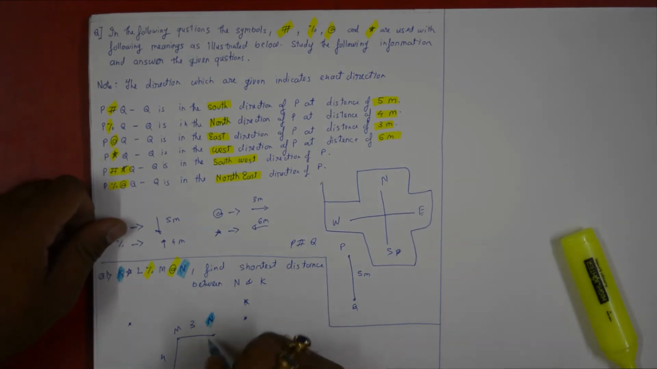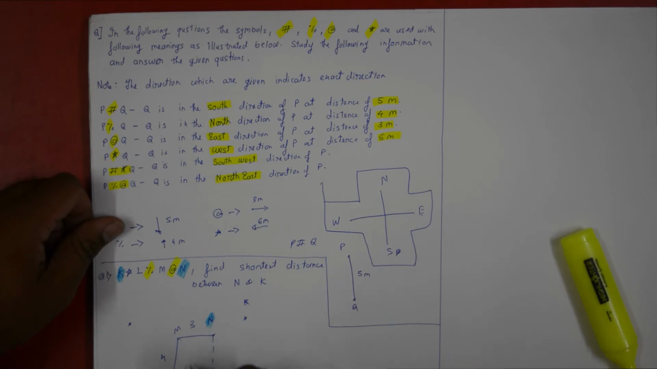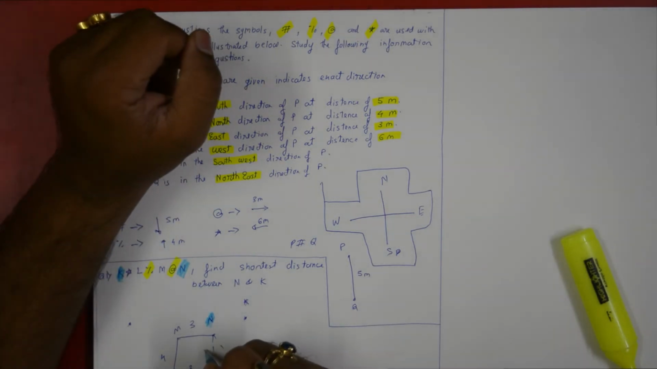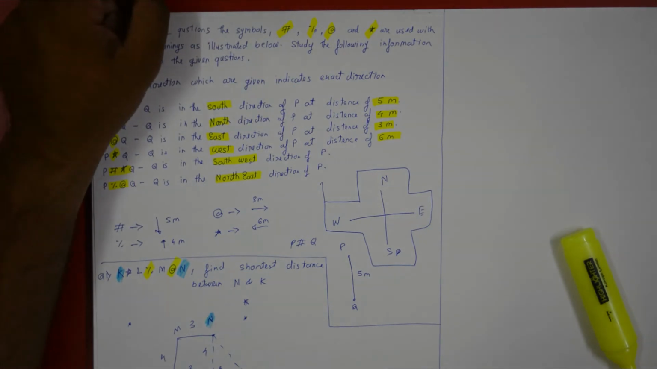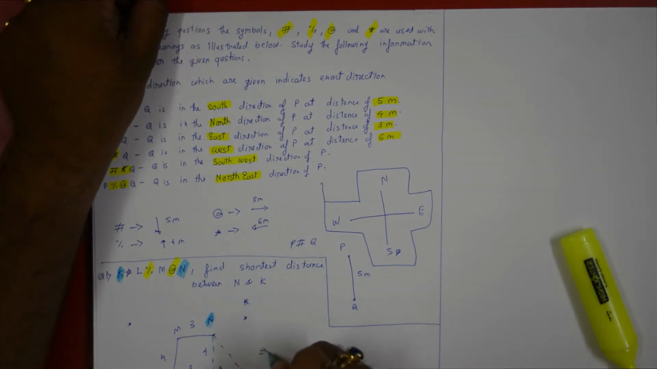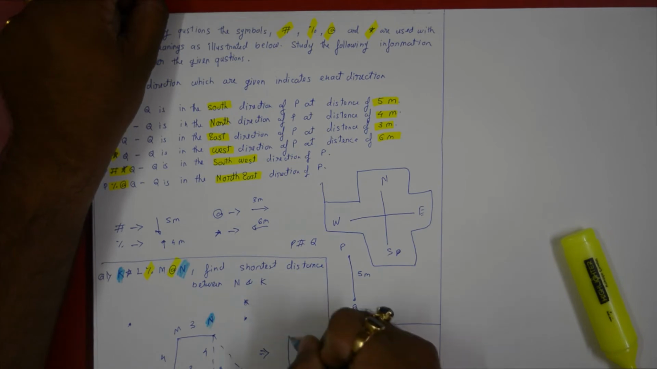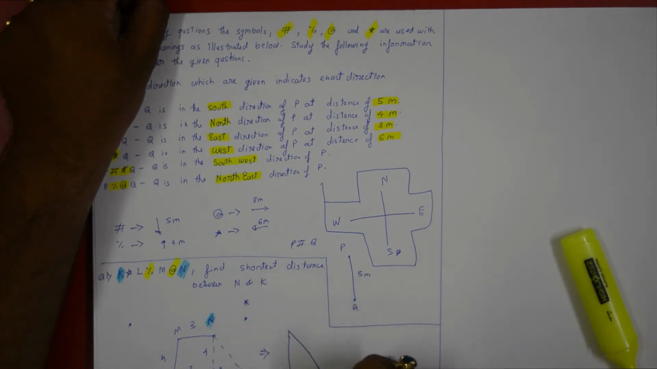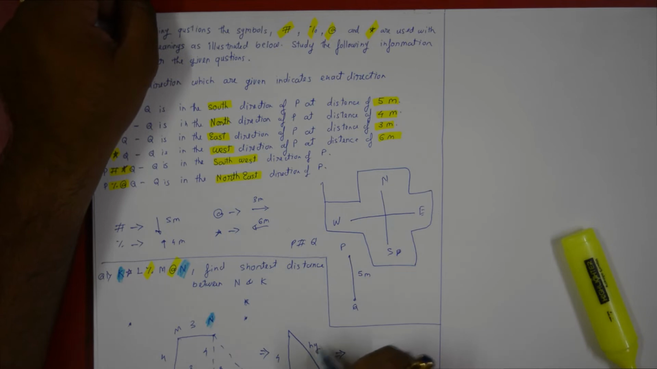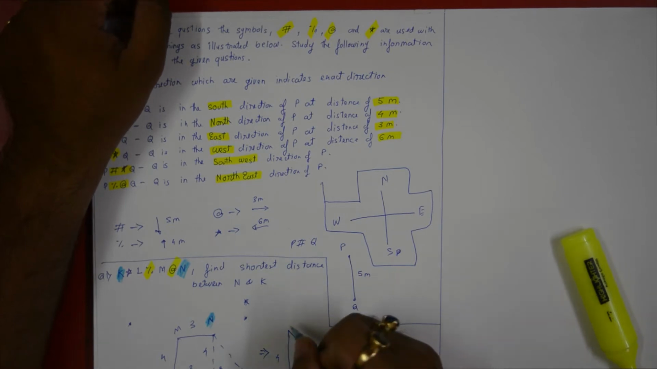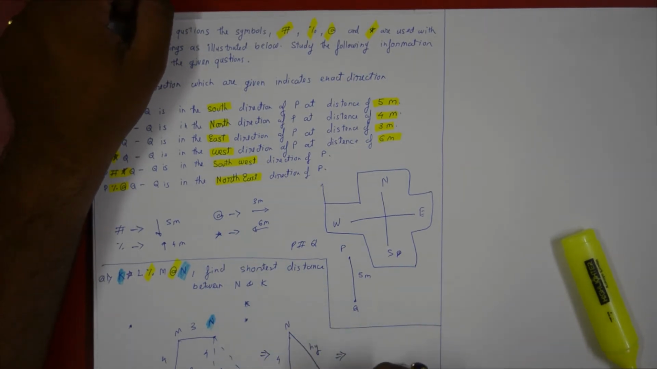Now if we plot this, you can see that this is 6 meters, so this will be 3 and this will be 3, and if we join this, we get a right angle triangle with the sides being 4 and 3. So this is 3, this is 4, and this is the hypotenuse. As per trigonometry, we need to find the hypotenuse, and that will be the distance between N and K.